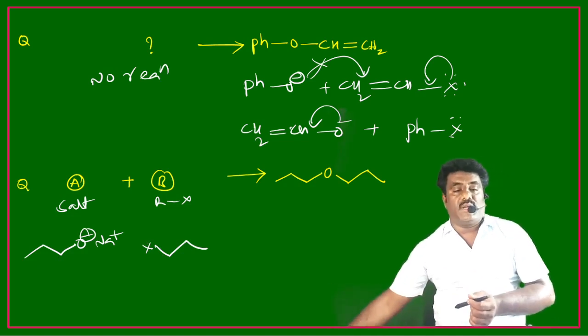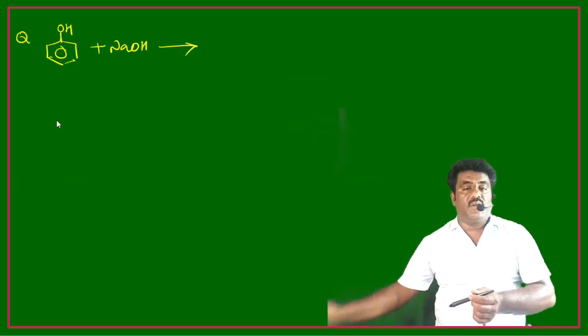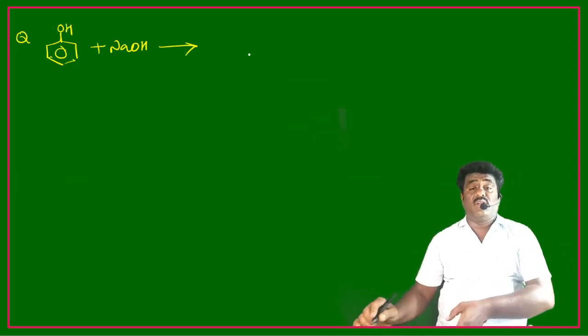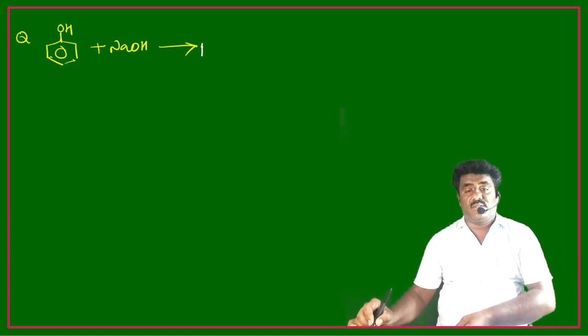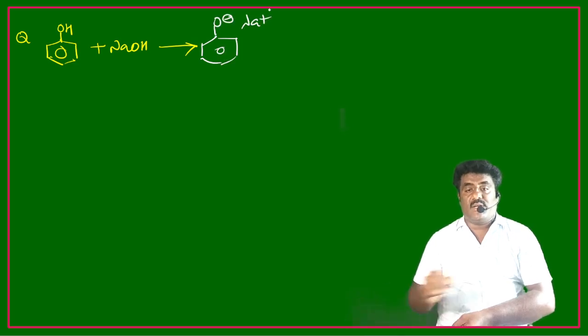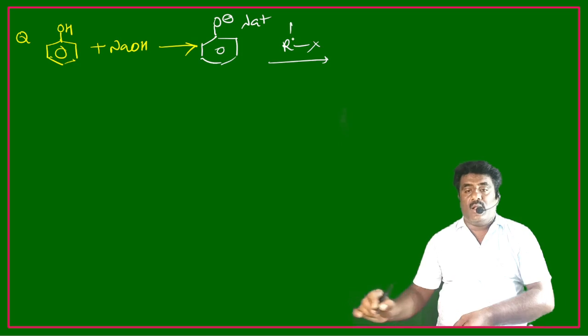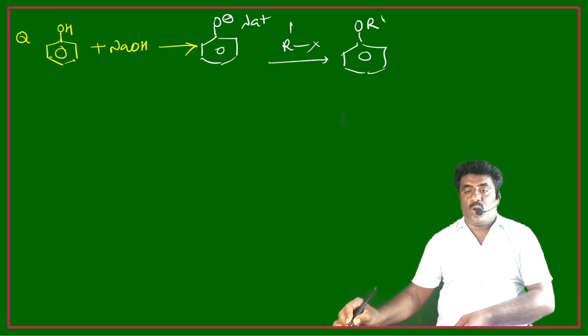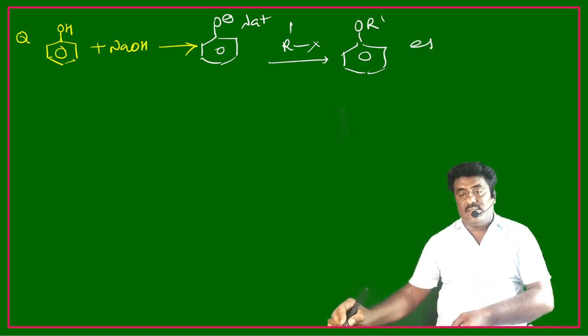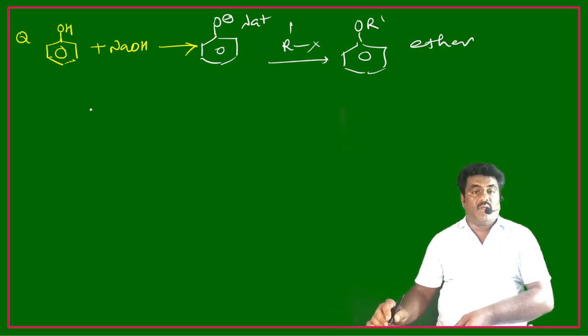Have a look at the next one. Phenol with sodium hydroxide: what happened? A phenoxide ion is formed, sodium phenoxide. Sodium phenoxide with alkyl halide: what happened? It forms OR, yes, it is an ether. So Williamson synthesis is not applicable for phenyl groups, tertiary groups, and vinyl groups.